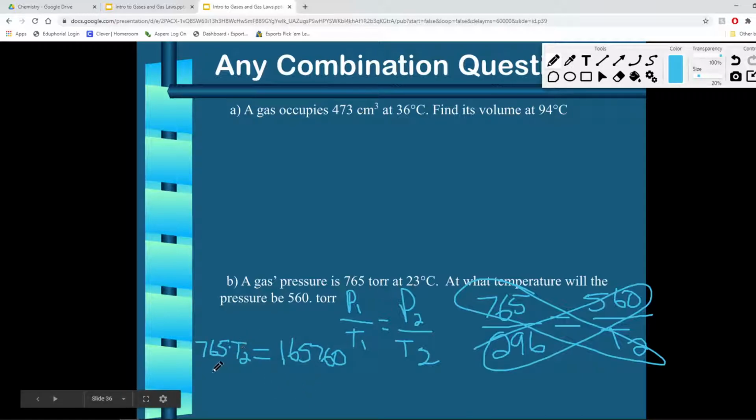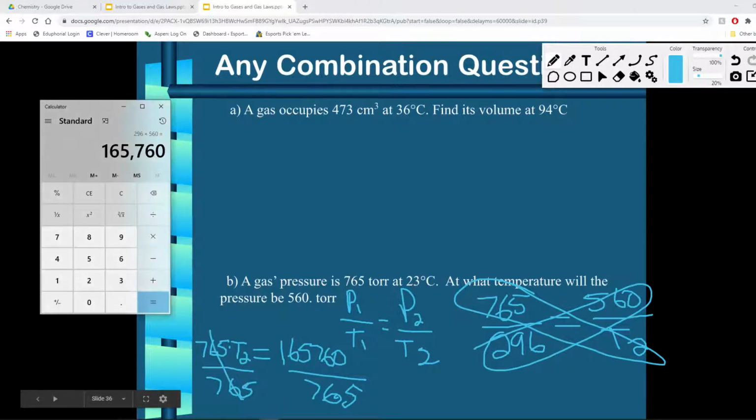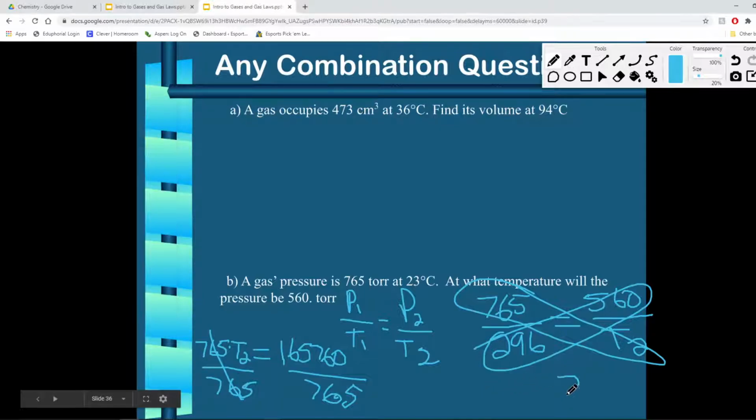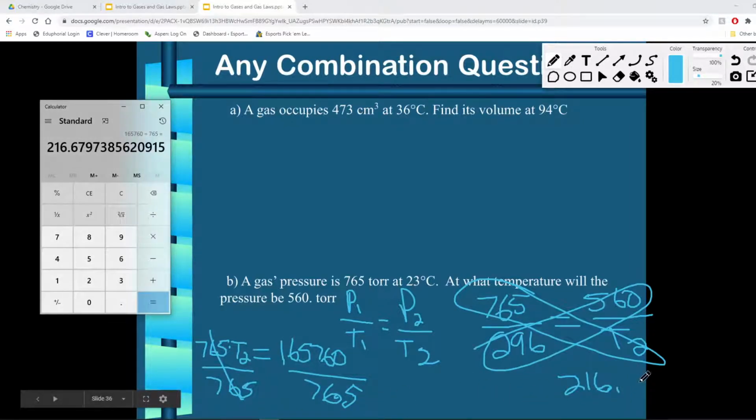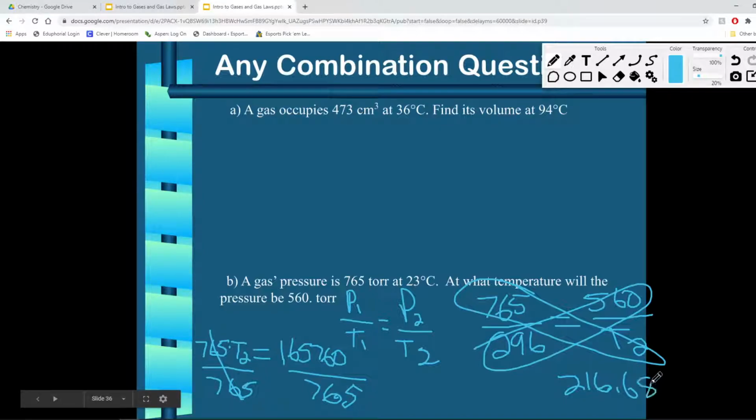All right, then to get T2 by itself, we cancel out the 765 by dividing it on both sides. So it cancels out over here, and we get this divided by 765, and we come up with our new temperature of 216.68 Kelvin.